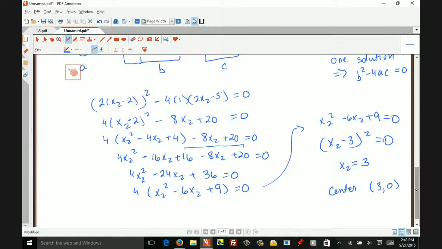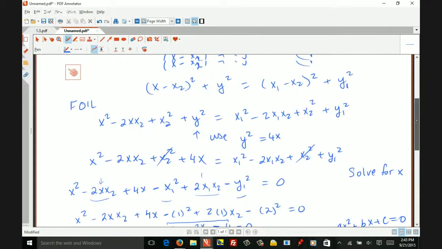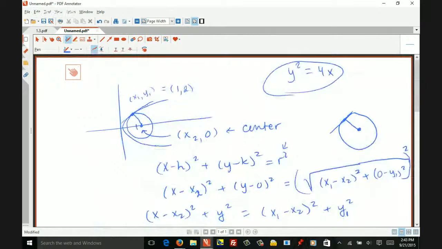Now let's go back up. Remember, we're looking for the tangent line, so we have to find the slope between the 1, 2 and our point of 3, 0. How do you find that slope? Rise over run. So 2 minus 0 over 1 minus 3. Yeah, so what's the slope for the perpendicular to that? 1. We chose our numbers nicely, didn't we? Very nicely. So what would be the equation for that line then?